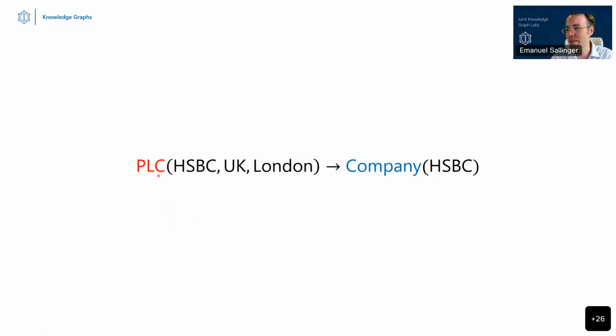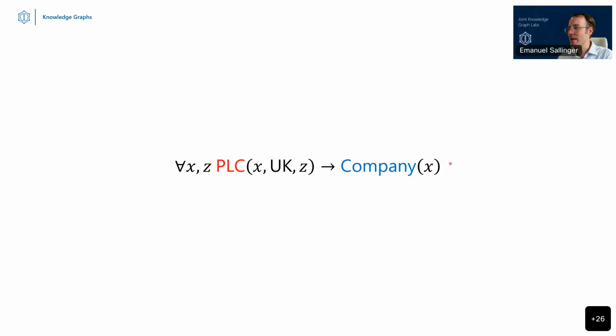It's a public limited company, is a company. That's domain knowledge in some ways. It's very specific domain knowledge, and in general, many of us who are familiar with rules would formulate it at least like that, namely saying that every UK entity that has the legal form public limited company is considered a company. Well, that's quite trivial knowledge, you may say, but it's something that our system needs to know, and it's probably much better to do it like that.